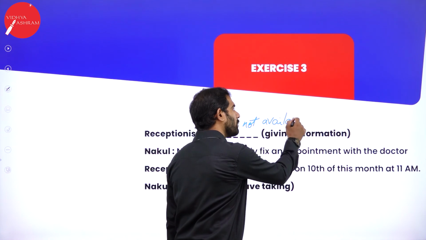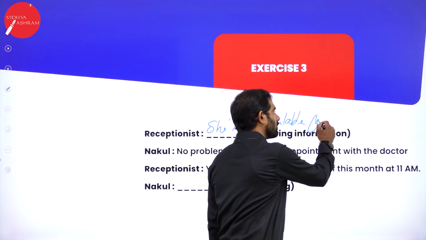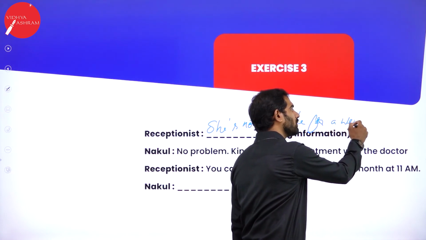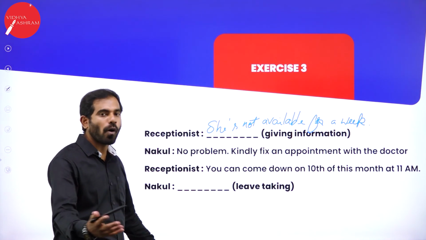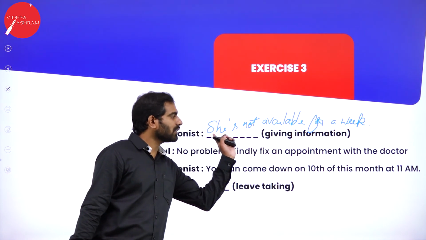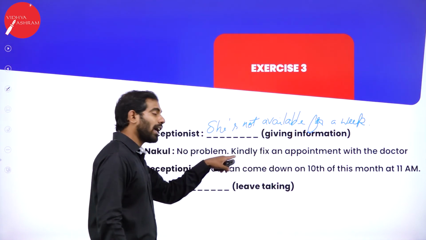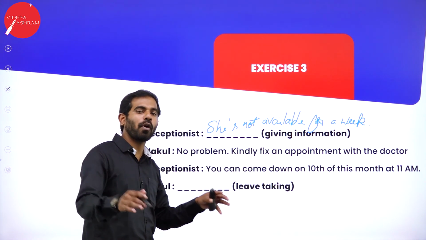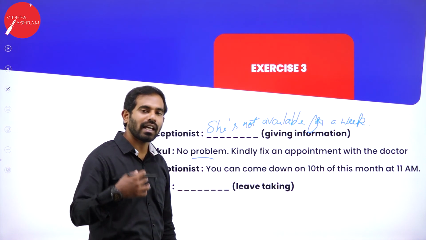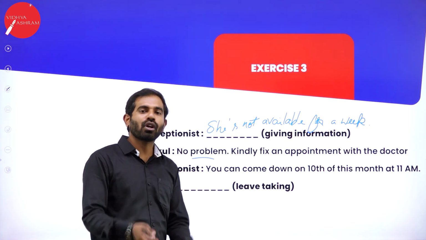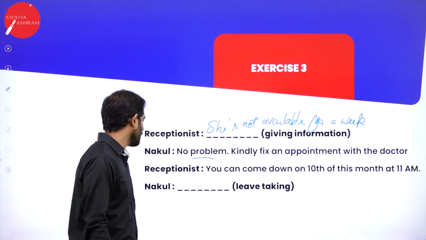If she is out of town, maybe she has gone for a conference. She is not available for a week. Could be possible. Nakul: No problem. Now even though the receptionist says that she is not available for the next week, Nakul has the patience. He is not bothered at all. No problem. Kindly fix an appointment with the doctor. I desperately want to meet her somehow. Maybe if not today, maybe tomorrow, or maybe the next week. I want to meet the doctor.